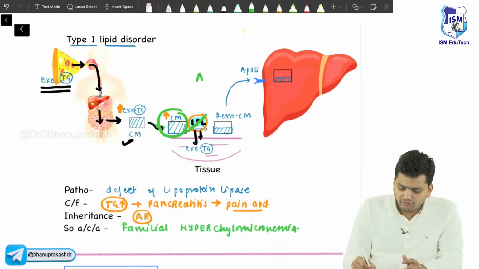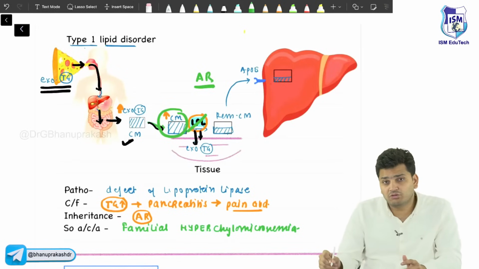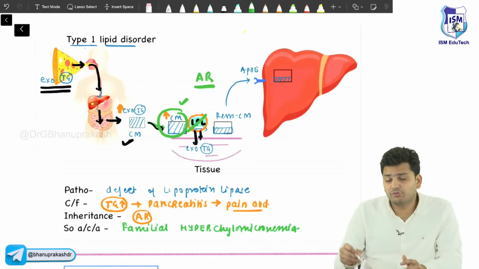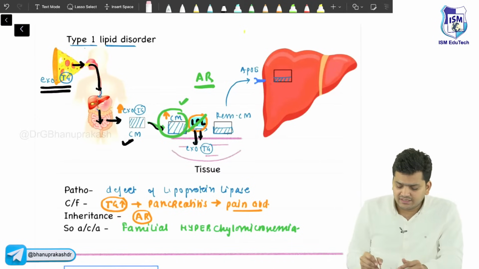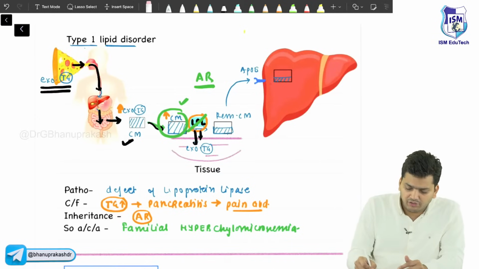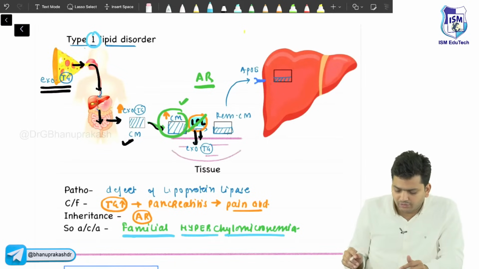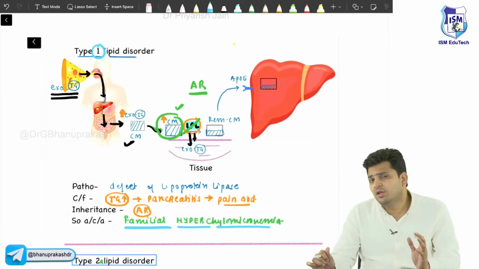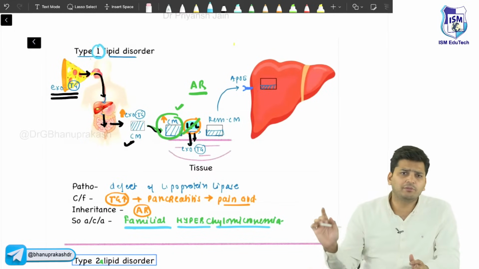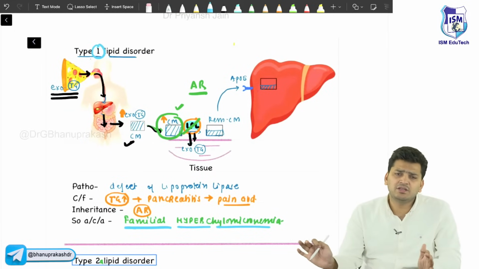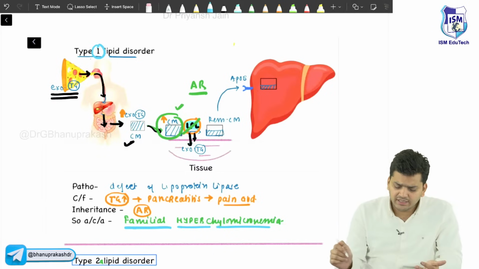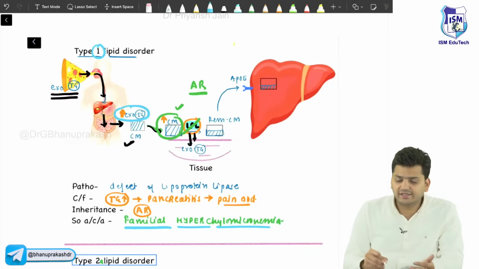And it's an autosomal recessive disorder. In this autosomal recessive disorder, the chylomicrons are increasing. So the name of this disease is type 1 lipid disorder. It is also called familial hyperchylomicronemia. What is the problem in familial hyperchylomicronemia? The lipoprotein lipase enzyme is not there. So the chylomicron is increasing. If the chylomicron increases, the triglyceride will increase.